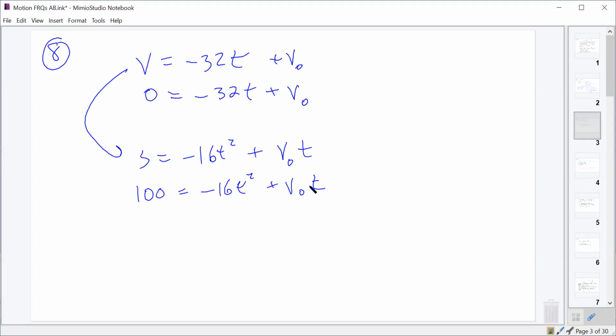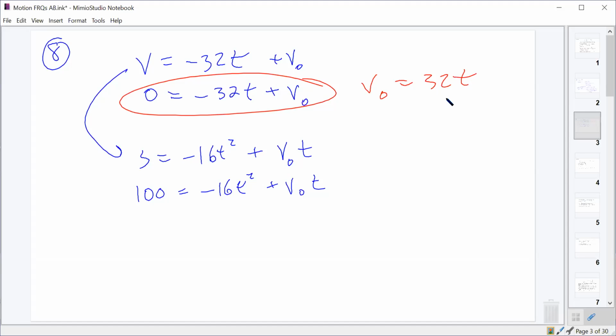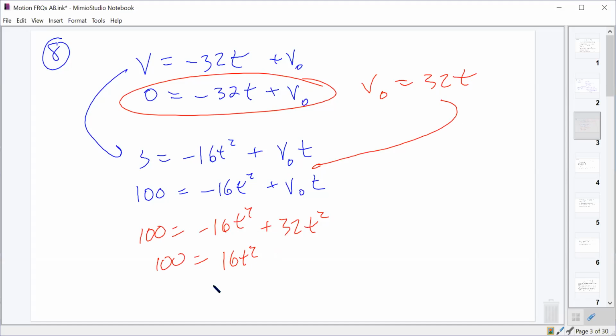And if we just solve this for v naught, v naught is 32t. Plug that in, you get 100 equals negative 16t squared plus 32t squared. That gives you 100 equals 16t squared, or t equals, what is that? 100 over 16 reduces to 25 over 4. And you take your square root, you get t equals 5/2. And so it will reach that height at t equals 5/2. We want to know the initial velocity required for that.